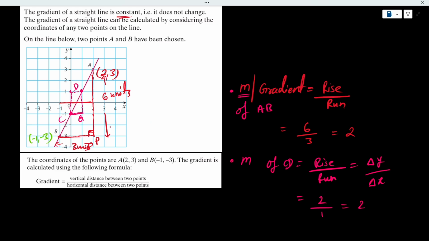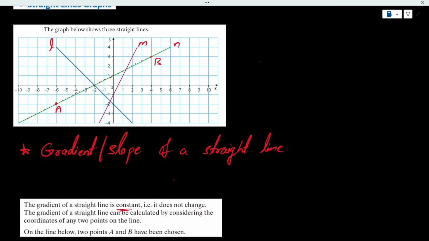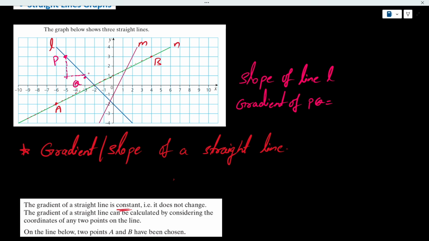So here one thing you have to remember. What will happen if I take the above example, line L? What is going to be the slope of line L? Take any 2 points. If I take this point as P and this point as Q, how do we find the gradient of PQ? You know how much is the rise here? Rise is the vertical distance, and then the horizontal distance.